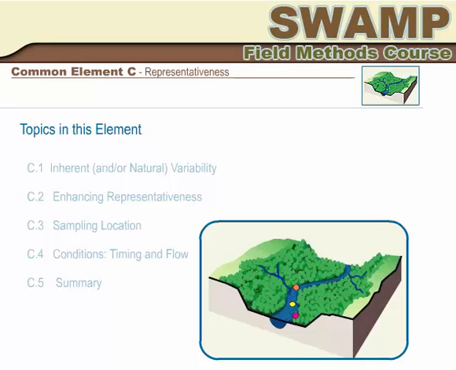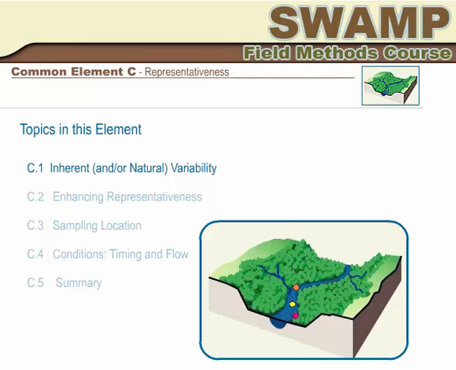Common element C is focused on representativeness considerations that are common to field measurements and sample collection. As you recall from common element B, data of known quality is delivered to the data user with information on two major aspects. First, how good the data is in terms of accuracy and precision of the measurements or analyses, and second, what the data represents in the environment.